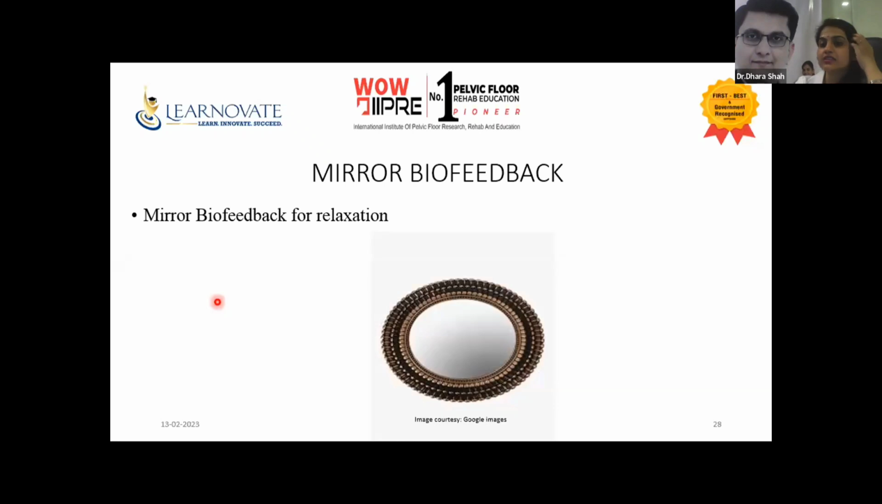Next would be relaxation, relaxing your pelvic floor muscles. So what can you do to relax your pelvic floor muscles? You can use various visual imagery techniques. The first can be a mirror itself. You can keep a mirror in front of the perineum, show her the perineum, and tell her, see, this is your perineum, which is tight. Relax, let it go. Relax to the deepest possible.